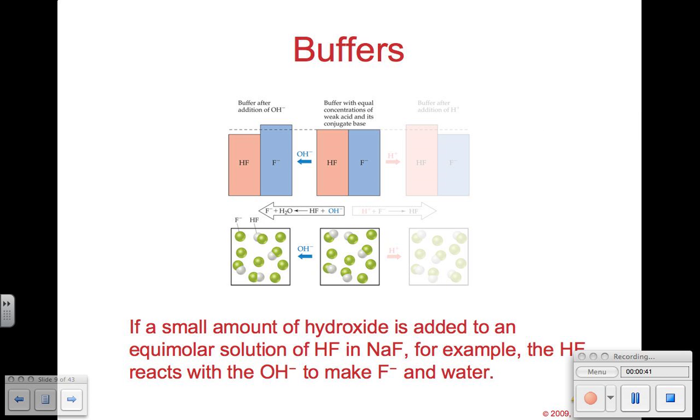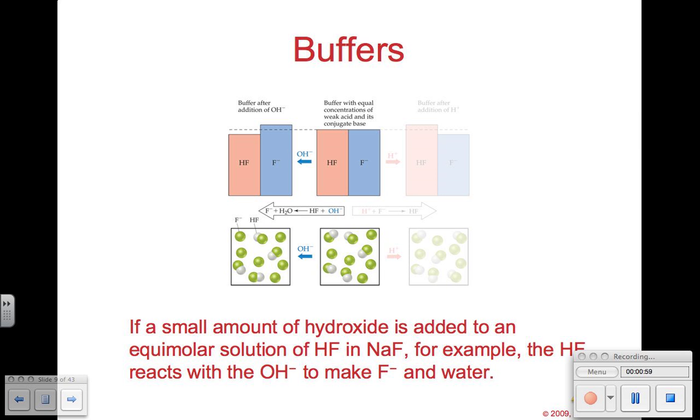maintaining a healthy system. So how does a buffer work? Let's say we have a buffer with equal concentrations of hydrofluoric acid, which is a weak acid, and its conjugate base, F minus, dissolved in solution.